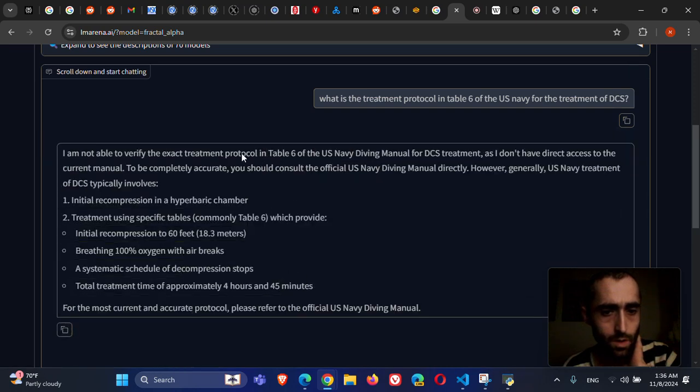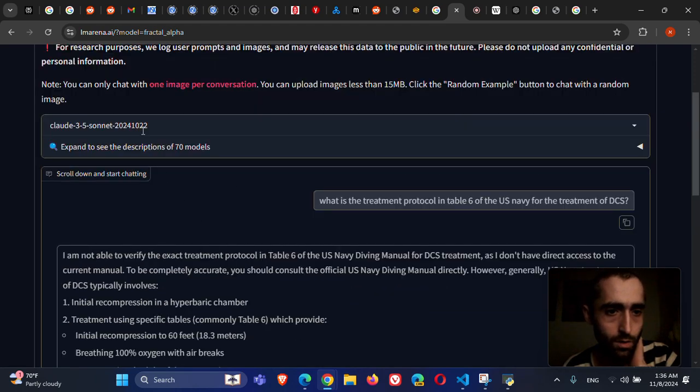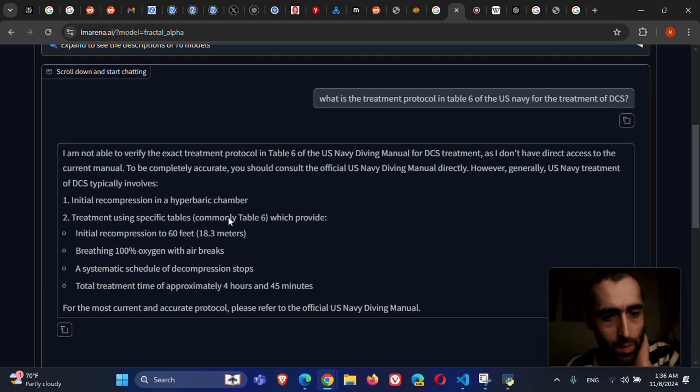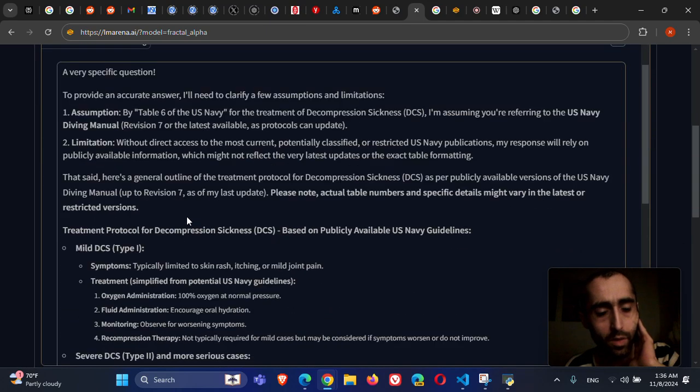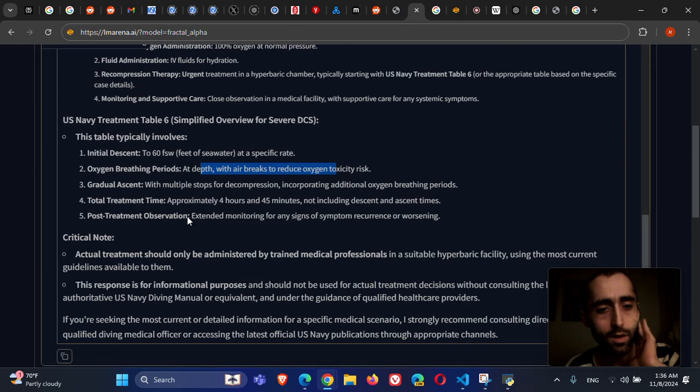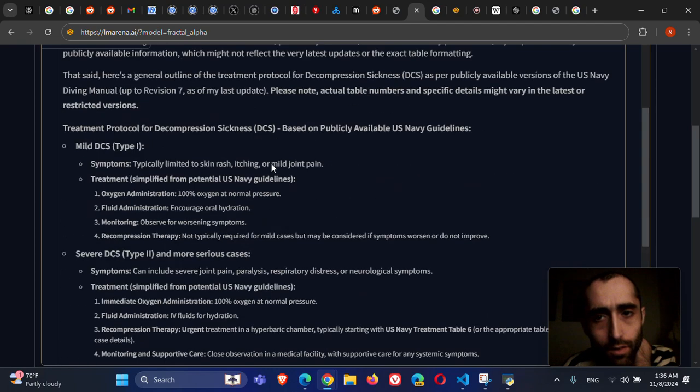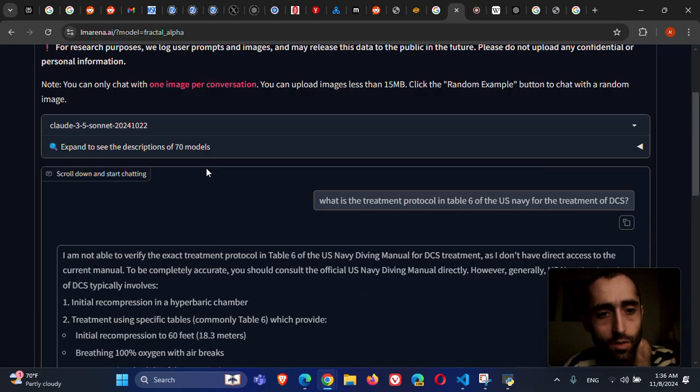This is not a good answer. This is the newest one, right? And this is not a good answer. I mean, this is too. This is even... Fractal did well compared to Claude, but GPT-4o latest did the best. This is an okay answer. This is like the newest Claude, but GPT-4o latest gave me the best.